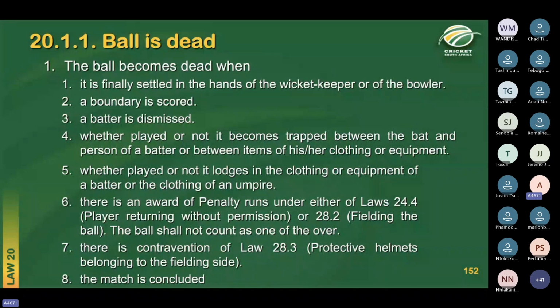If there is an act of illegal fielding, then the ball automatically becomes dead, and we will learn about the punishments for illegal fielding in Law 28.2. In both those scenarios, the ball shall not count as a legal delivery in the over and needs to be rebowled. If the ball goes behind the wicket keeper and hits the helmet that has been placed there, belonging to the fielding side, the ball automatically becomes dead and 5 penalty runs are awarded to the batting side.